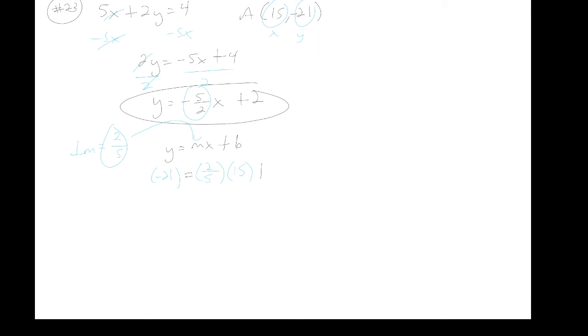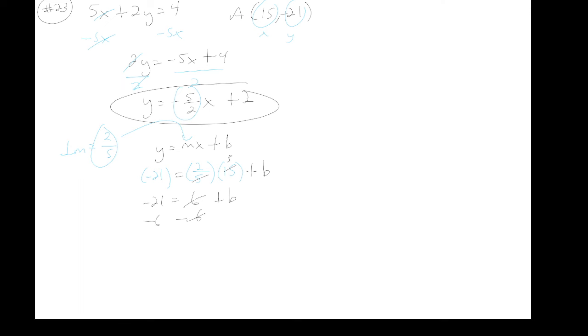This is going to be plus b, okay? So we got to get my new b, solve for b. So here we go, I got negative 21. This guy is going to factor down to, right, 3. So negative 21 is equal to 6 plus b. We'll subtract 6 from both sides. So negative 27 is equal to b.